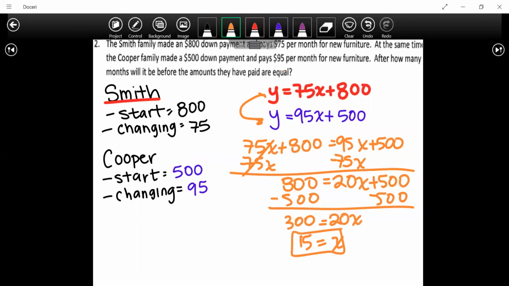If I were to just ask you questions straight out, who's cheaper to go with if we start out? Cooper. They're paying only $500 to start out. Let's say after 15 months. So let's say after 2 years, 24 months. Who would be cheaper to go with? Why the Smiths? They're going to be paying less for every month after 15 months. So that's just the context of the problem. I'll throw it out there. Feeding you guys like baby birds.